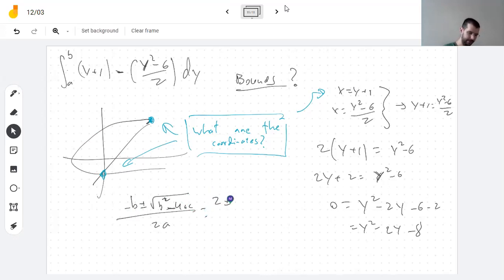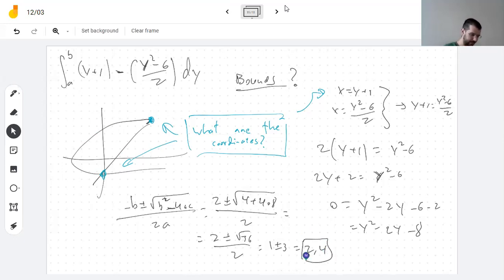2 plus minus the root of 4 plus 4 times 8, divided by 2. That's 2 plus minus the root of 36. And that is 1 plus minus 3, which is 4 and negative 2. So this turns out to be y equals negative 2, and this turns out to be y equals 4.